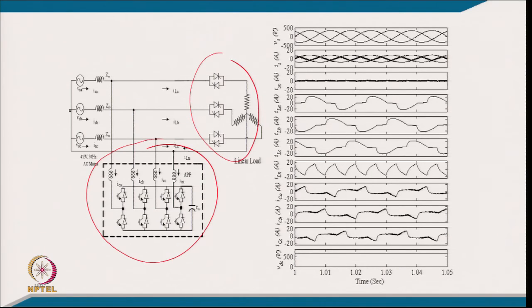After making the model, these are the simulated results: supply voltage, supply current, and the neutral current in the supply becomes 0, and these are the 3 phase load currents. These are the load neutral current, and opposite of this is the shunt fourth leg current, and this is the 3 phase current of the shunt active power filter, with the DC link voltage of the shunt active filter to be regulated.